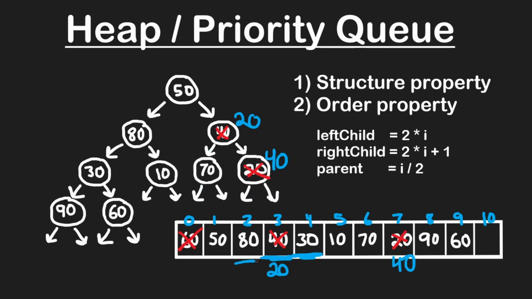Now let's move to the left. We get to 80. That's this node over here. Does 80 have 2 children? Yes, it does. Is the right child smaller? Yes, it is. So if we're going to swap 80 with something, it would probably be this one. So let's compare these two together. Is 10 smaller than 80? Yes, it is. So let's swap 80 with this node over here.